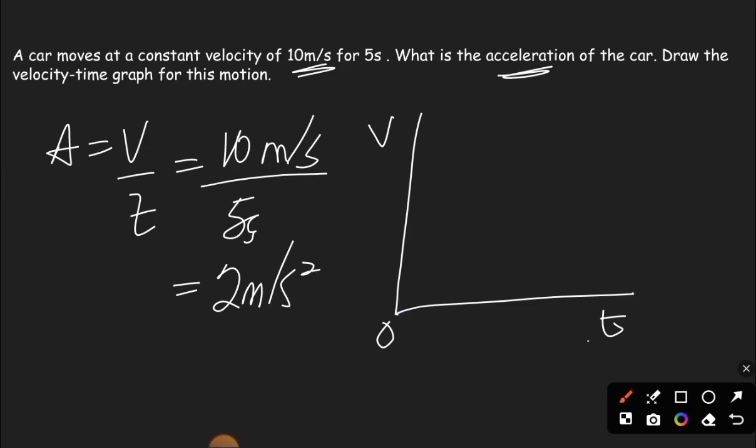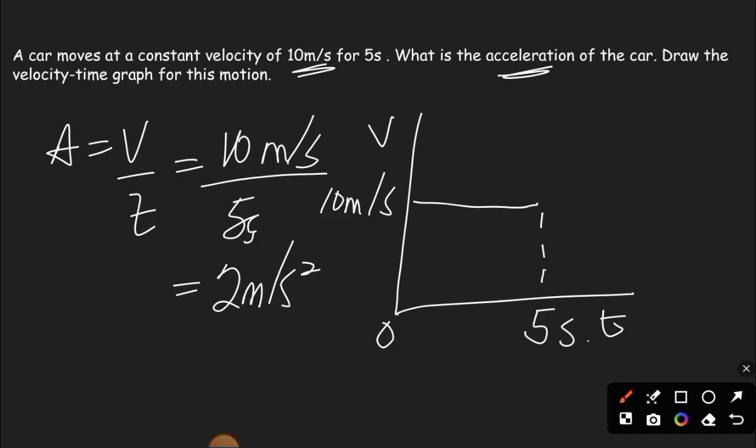Now, a car moves with a constant velocity. Remember our diagrams. Constant velocity goes this way for 5 seconds. So, constant velocity of 10 meters per second. You can write 10 meters per second here. Then just make some short dashes. So, 5 seconds.